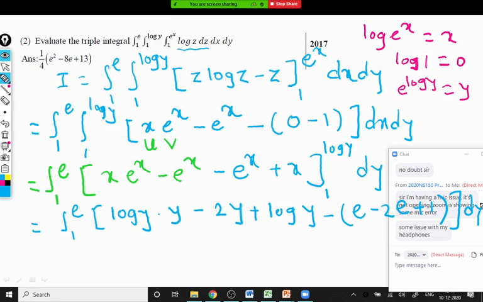So is there any simplification or cancellation? Okay, not bigger simplification. How to integrate the first term now?